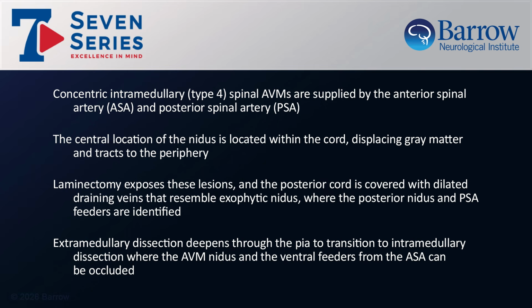In conclusion, concentric intramedullary type 4 spinal AVMs are supplied by anterior spinal artery and posterior spinal artery. The central location of the nidus is located within the cord, displacing gray matter and tracts to the periphery. Laminectomy exposes these lesions, and the posterior cord is covered with dilated draining veins that resemble exophytic nidus, where the posterior nidus and PSA feeders are identified.